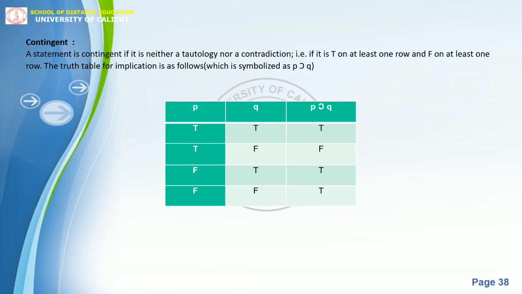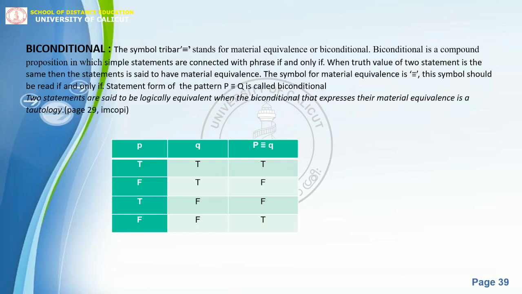Now here we can have a look at what a biconditional is. The symbol tribar stands for material equivalence or biconditional. A biconditional is a compound proposition in which two statements are connected with the phrase if and only if. When the truth values of two statements are the same, the statements are said to have material equivalence.